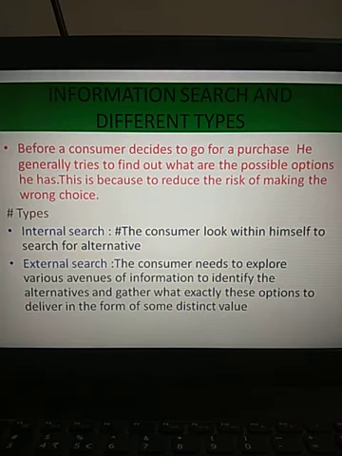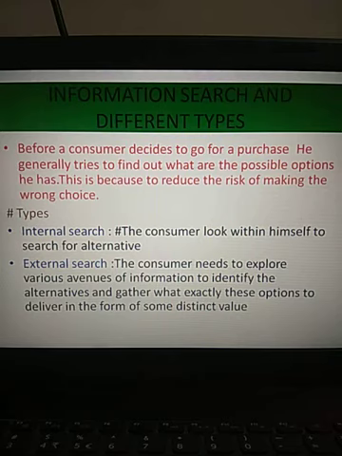Again, what types are there in the information search? Internal search and external search. In internal search, the consumer looks within himself to search for alternatives. Generally, internal search is possible when the item being purchased is a more frequently purchased item, because of the experience he has got.